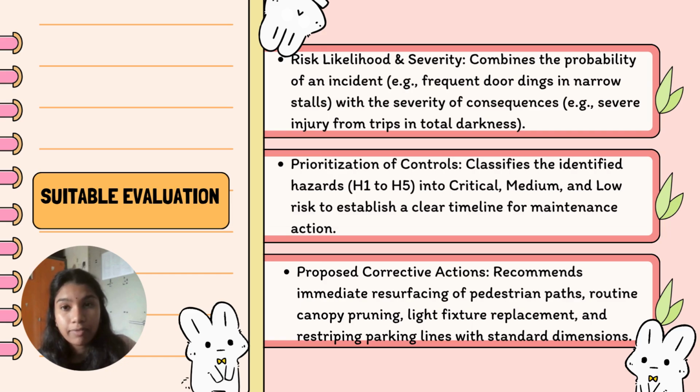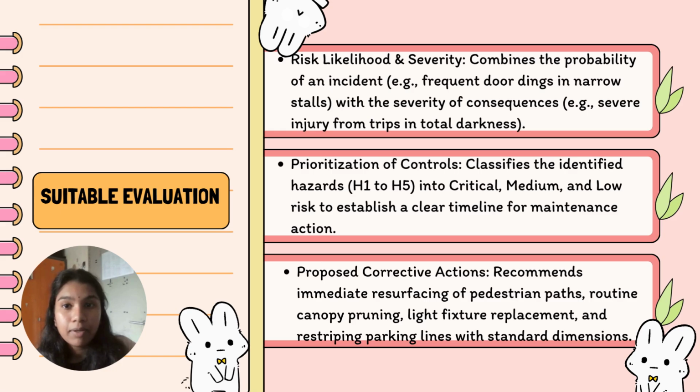To evaluate our five identified hazards, we use a simple and structured tool called a risk matrix. This matrix helps us to look at each problem using two important measures, likelihood and severity. Likelihood means how likely it is that an accident will happen. Severity means if an accident does happen, how bad will the damage or injury be?